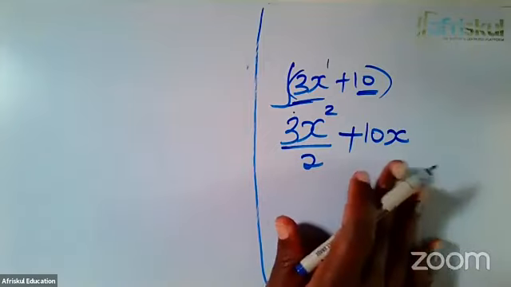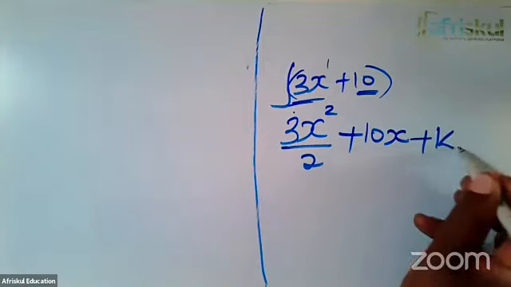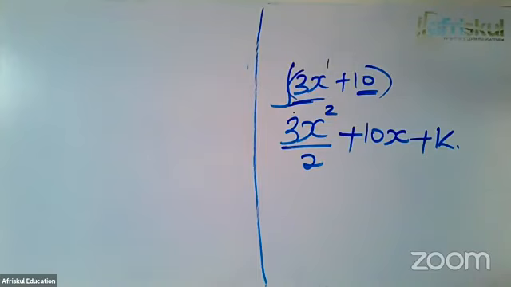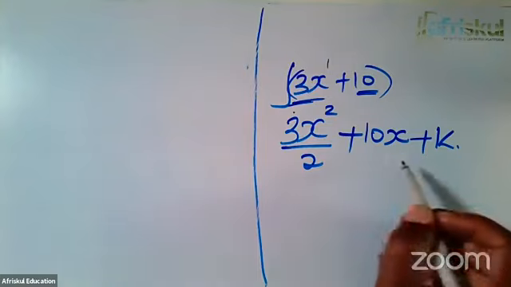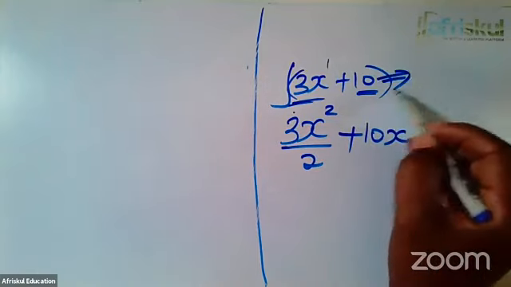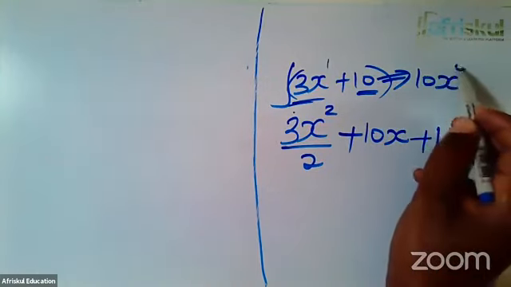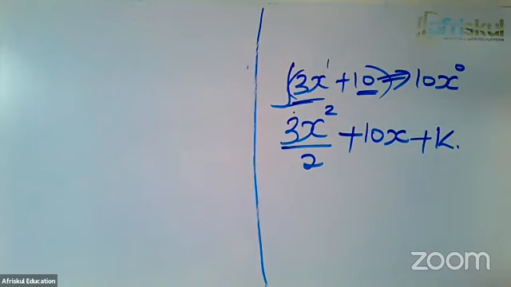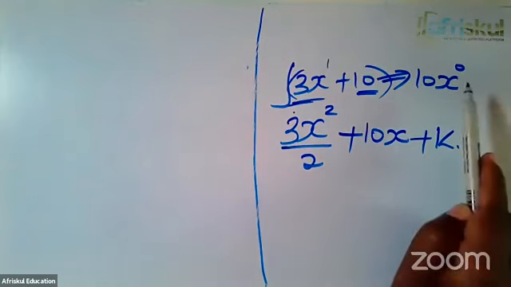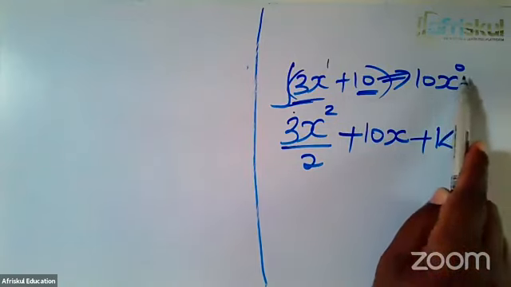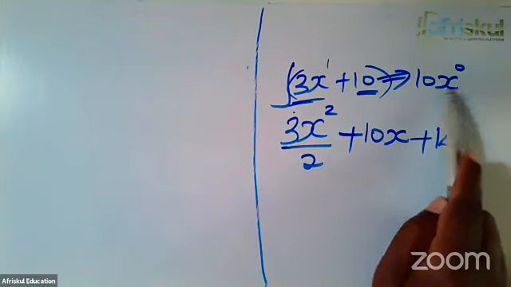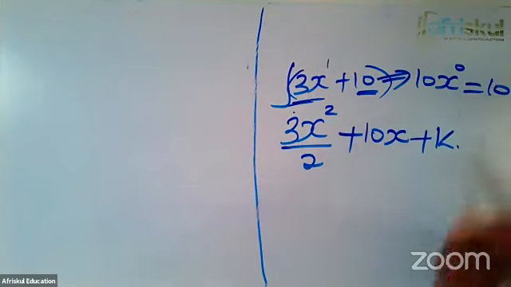So this becomes 10x plus what here, somebody? Plus k. Now, if you want to go into the mathematics of why we are adding this x here, remember this 10 is exactly the same as saying 10x raised to power 0. Anytime I have any number raised to power 0, that number is as good as 1. So this is the same as saying 10 times 1, which is 10.